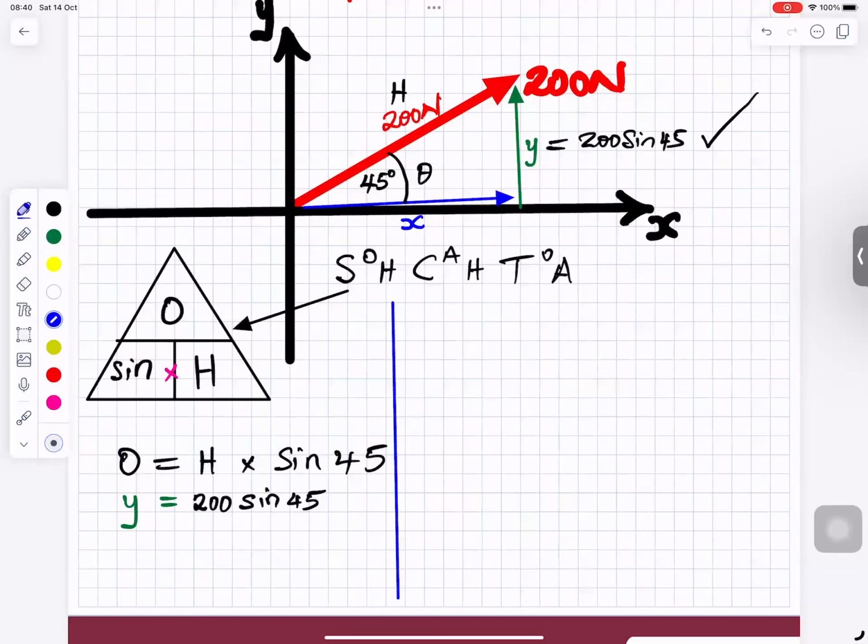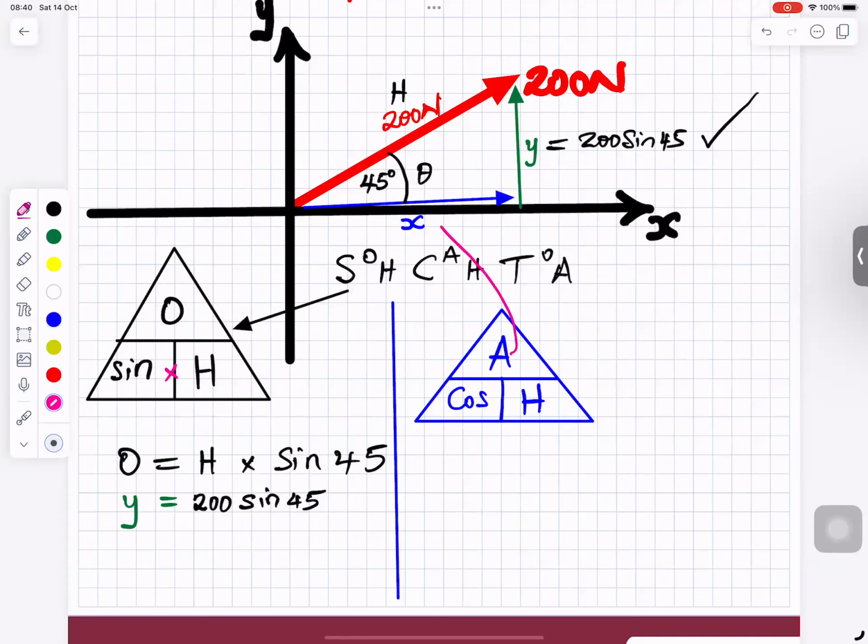The first thing you do, you draw a triangle, which you must memorize. If I draw the triangle, what goes in the triangle is cosine, which is adjacent over hypotenuse. Happy with that? Yes, sir. Now, which one is the adjacent? What do we want to find? We want to find the adjacent, which is x, because when you look at the triangle, we want to find x.